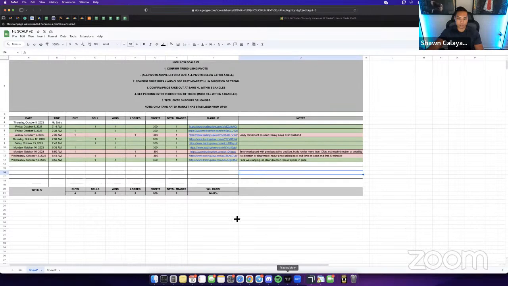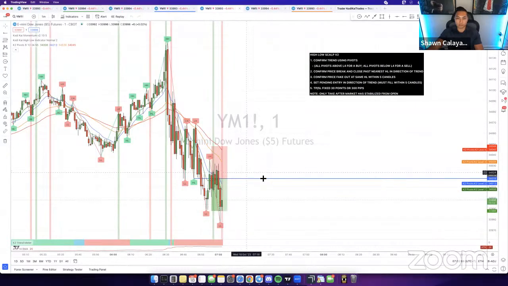So there goes another entry right there for the high-low scalp V2. If you guys took it, great work. If you guys didn't, it's completely fine. I didn't take it either. I didn't feel comfortable with it. But you guys can see, even if the market is moving a bit crazy, the strategy still works. It just depends on how much your trade psychology can handle, right?